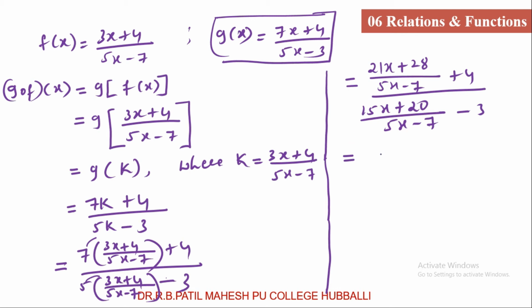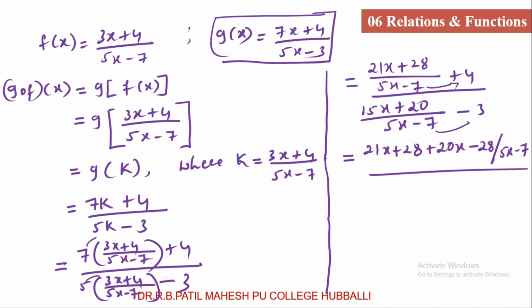Now 21x plus 28, multiplying 5x minus 7 to this 4, so that it will be 20x minus 28 divided by 5x minus 7, something like LCM, whole divided by, again 5x minus 7 into 3, so that this 15x plus 20 minus 3 into 5, 15x minus, minus into minus plus, 3 into 7 will be 21, upon 5x minus 7. 5x minus 7 and 5x minus 7 gets cancelled.